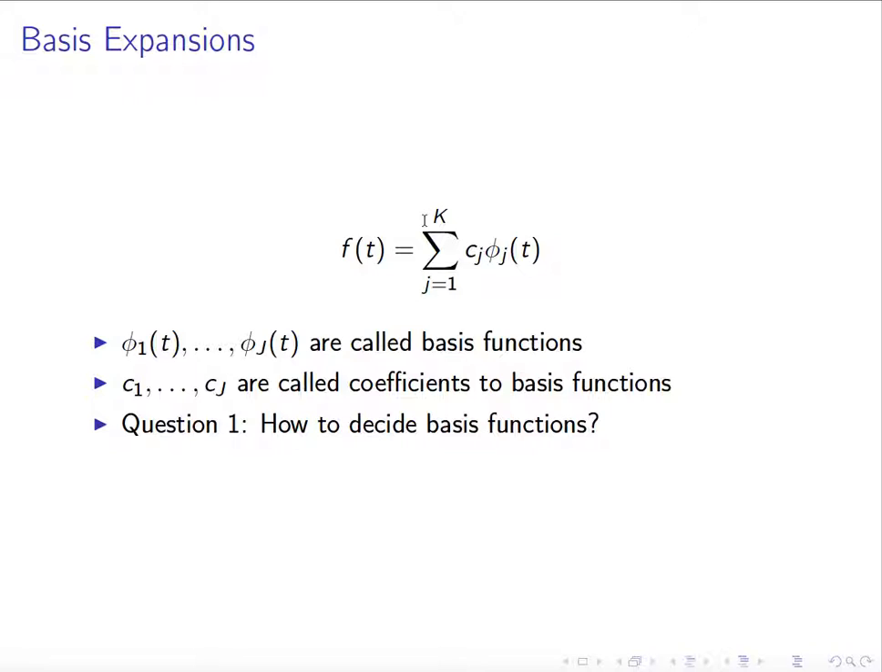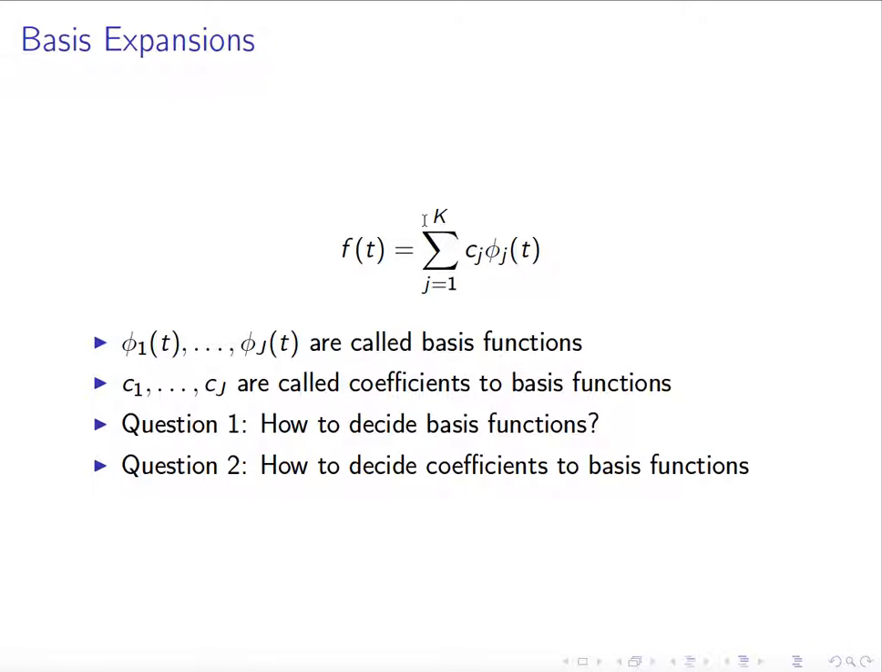The first question is deciding the basis functions, which we already know. For a periodic function, we use the Fourier basis functions. For a non-periodic function, we use B-splines, and we typically use cubic B-splines with order equal to 4, and then we decide the number of knots. The second question is how we can decide the coefficients of the basis functions.